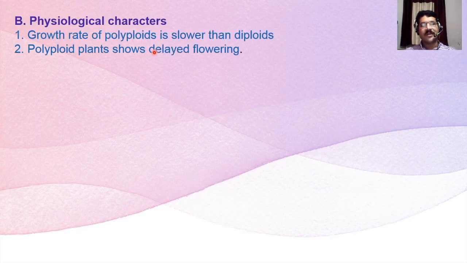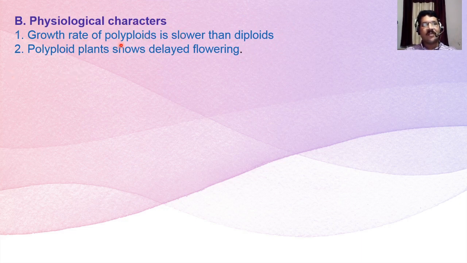Now we will proceed to the physiological characteristics of these polyploids. The growth rate of polyploids is slower than that of diploid plants. If you see the physiology of polyploid plants, they grow very slowly as compared to diploid plants. Diploid plants grow fast, but polyploid plants grow very slowly.